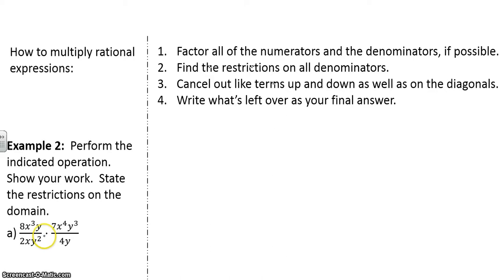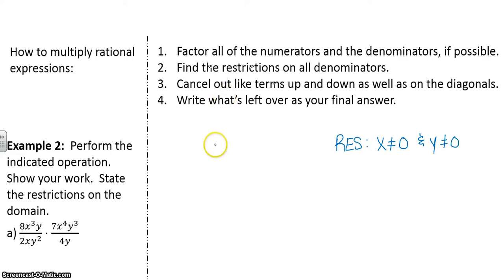Step 2, find the restrictions on all the denominators. So the nice thing about that is if you only have monomials, then that means your only restriction is going to be 0. This one, however, since we have more than one variable, I have an x and a y. So then I have a restriction that x cannot be 0 and y cannot be 0. Okay, so x and y can be any other numbers except for 0. Okay, so that's your restrictions.